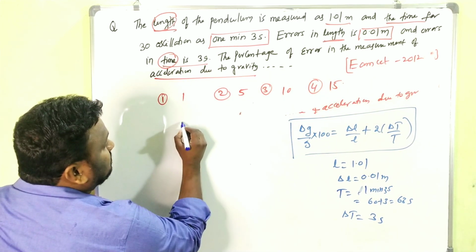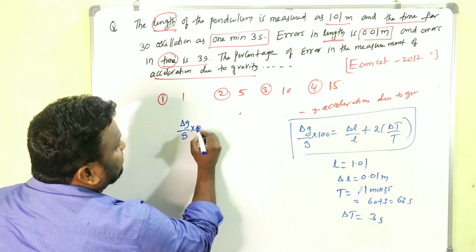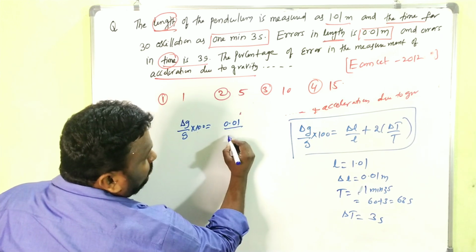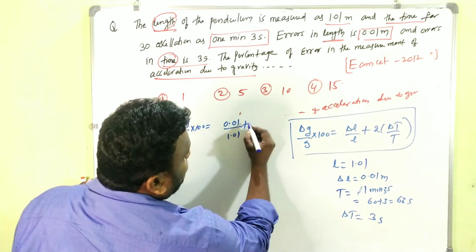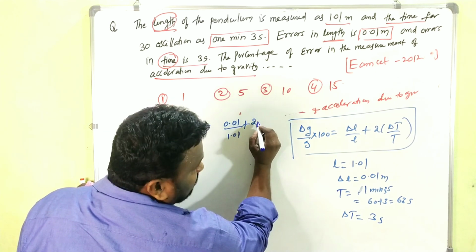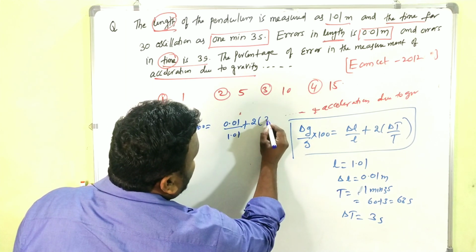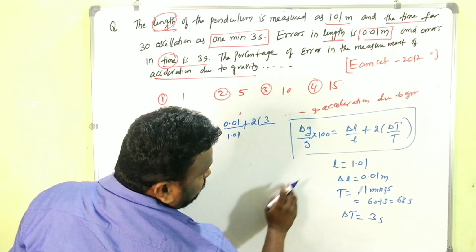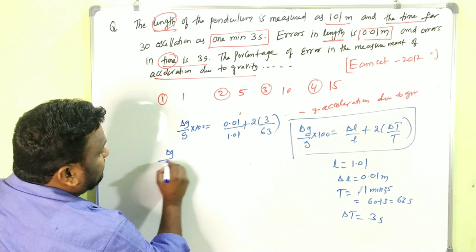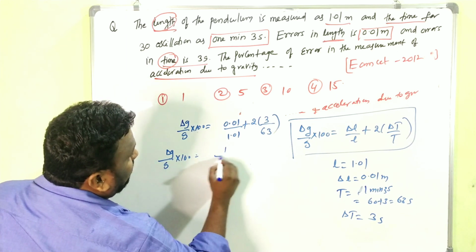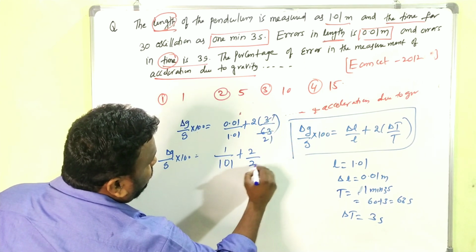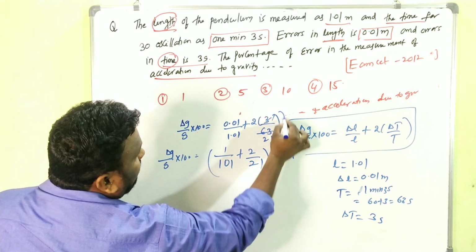Then simply, delta G by G into 100 is equal to delta L value, 0.01, by 1.01, plus 2 into delta T by T. Delta T is 3, and T is 63. Then delta G by G into 100 is equal to 1 by 101 plus 2 into 3 by 63, which is 2 by 21, into 100.